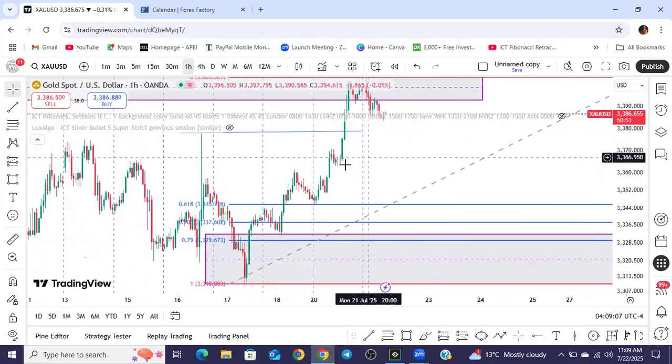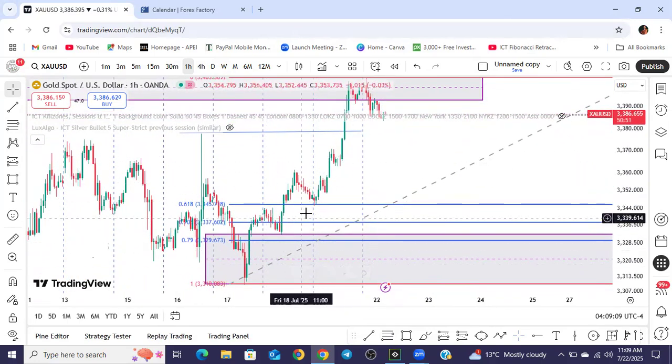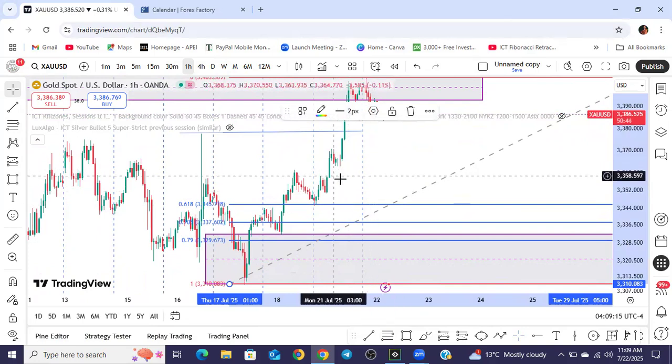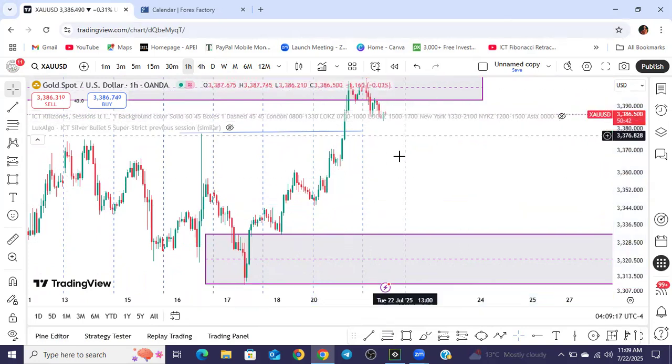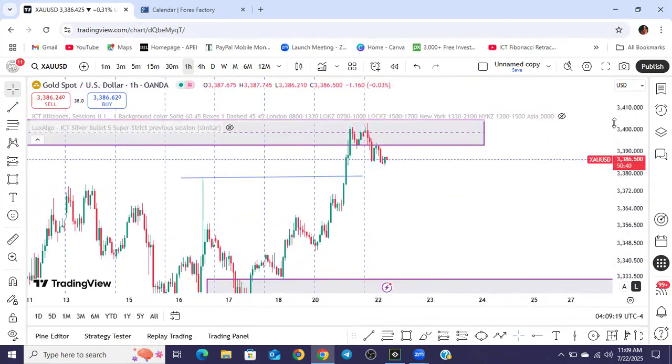So this is now from the 4 hour time frame. This shows us that the price is likely to come to this particular point. But let's look at it now from the 1 hour time frame.